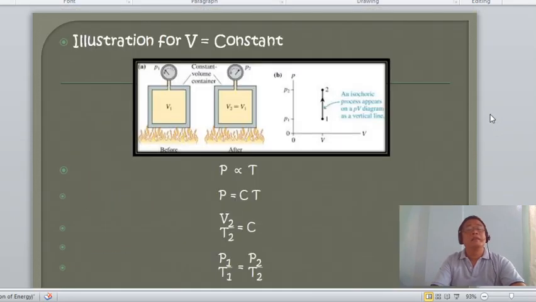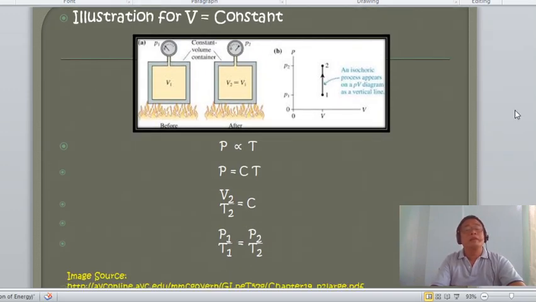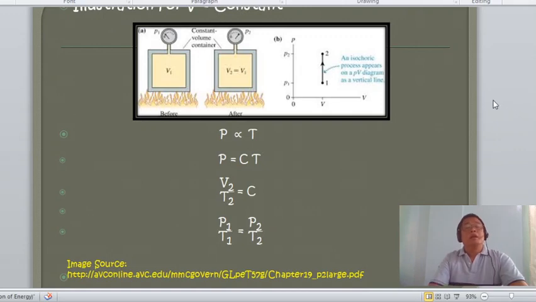Okay? So, another we have here for the Charles law. So, the illustration for a constant volume process. Okay? So, this is now the illustration. So, take note that the pressure is directly proportional to temperature, or the ratio of the pressure and temperature is equal to a constant. Okay?